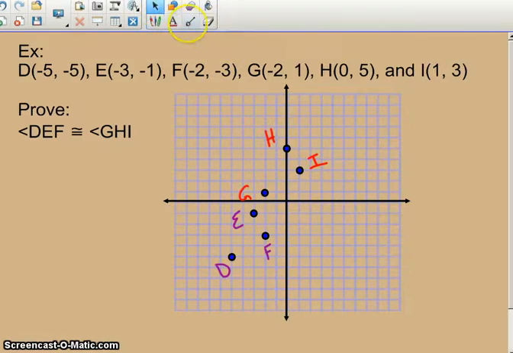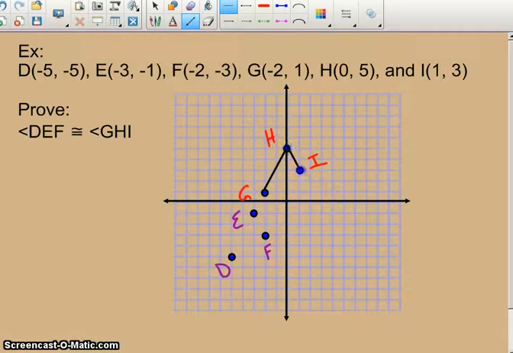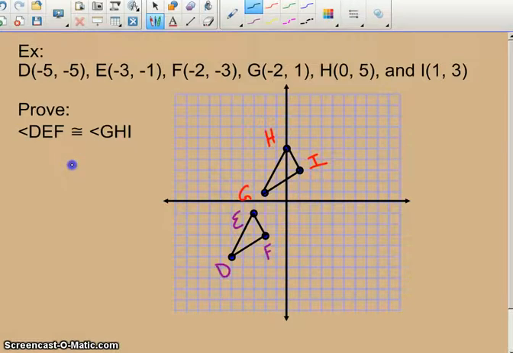You could go ahead and attach and draw your triangles if you wanted to. And notice that we're supposed to prove that angle DEF is congruent to angle GHI, and the only way we can prove that is to use the corresponding parts of congruent triangles are congruent, or CPCTC. But we need to have the triangles congruent first. So only given the points here, to prove that the two triangles are congruent, we need to find the distance between each of the points. It's kind of a long problem.